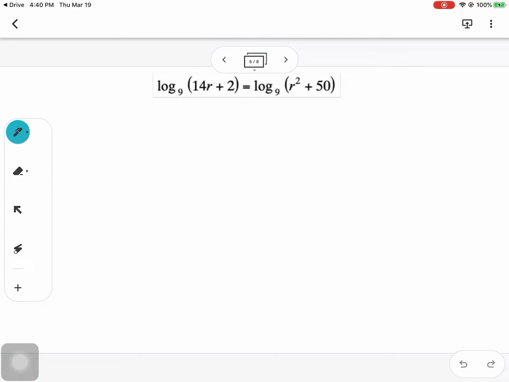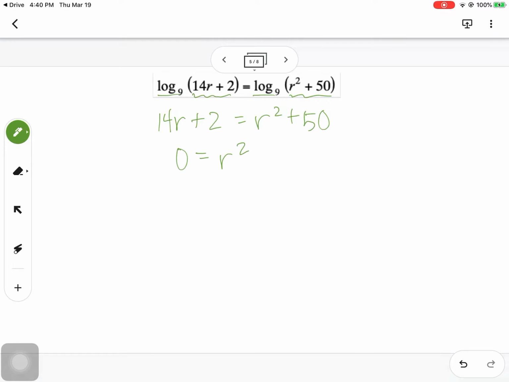Okay, talking about log equations then, we had a couple types of these as well, and there is an entire video of notes from this day in class. What we said, if you have two logs, so if log of a number equals log of a number, then these numbers have to be the same. So those logs really just cancel, and you have 14r plus 2 equals r squared plus 50, and that's what we're going to have to solve.